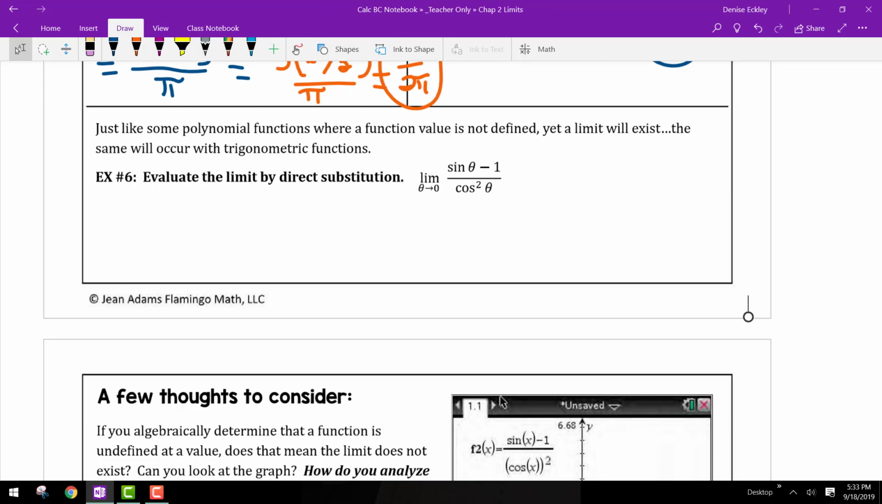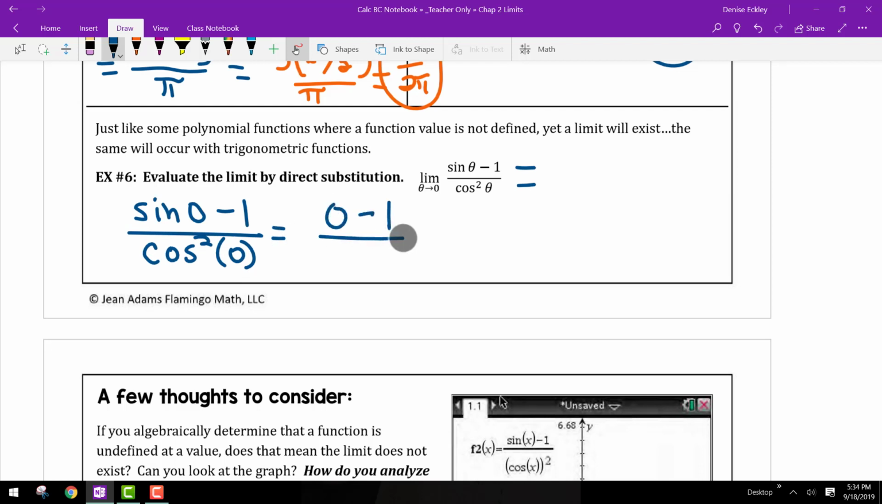For this one, it may look a little crazy, and we could direct substitute. Okay, we can direct substitute. I'm thinking of the next one, I apologize. So let's go ahead and do that. We could rewrite this using trig identities, but we'll just do direct substitution. So we're going to have sine of 0 minus 1 over cosine squared of 0. So we're going to have 0 minus 1 over 1 squared. So we get negative 1.